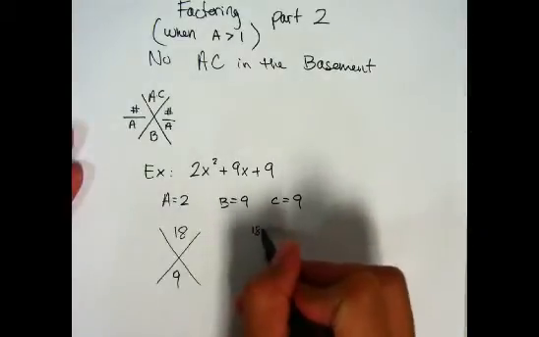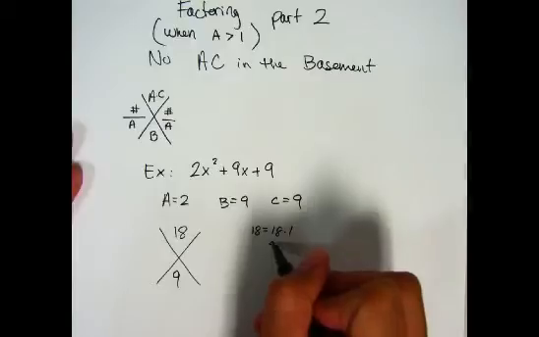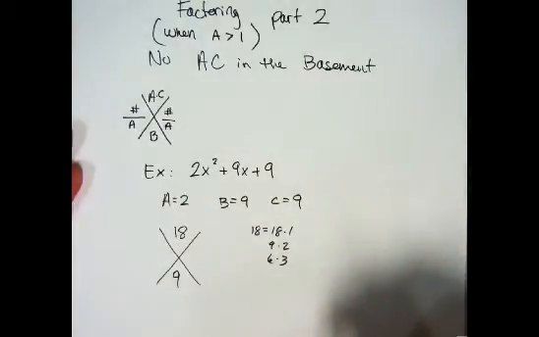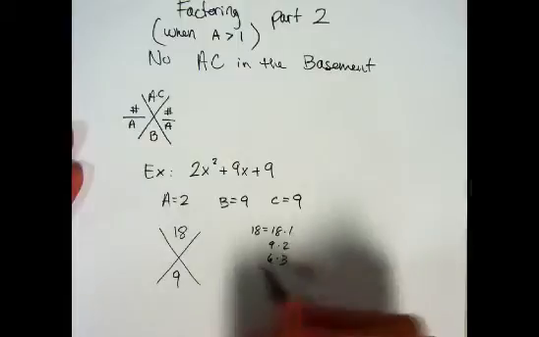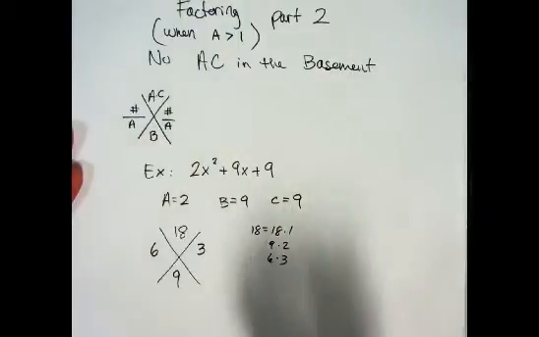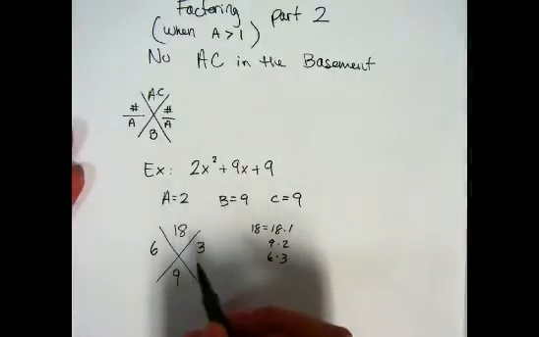Well, let's think. 18 is 18 times 1. There's also 9 times 2, 6 times 3, and I think that's it. So the only ones that add up to 9 are 6 and 3. So 6 and 3. And again, you could put them in any order. But if you try that out, it won't work out. What you have to remember is this one last thing, okay?